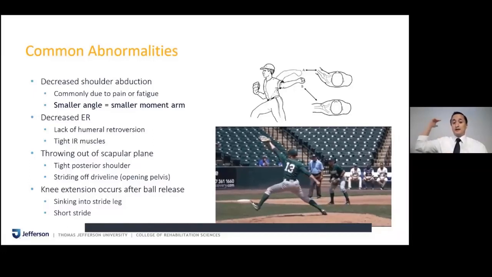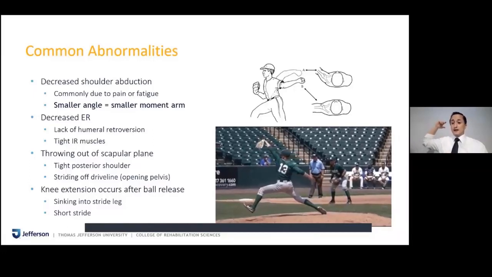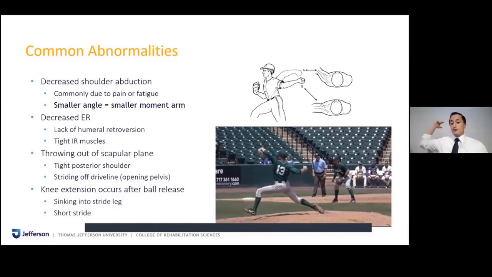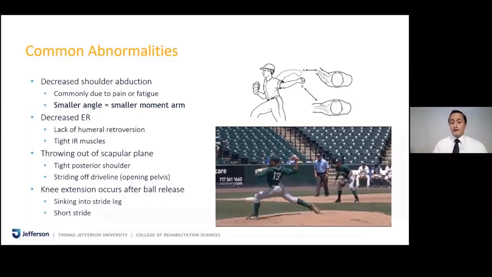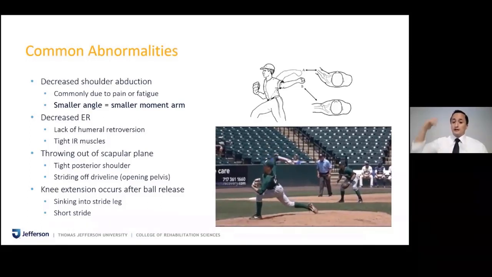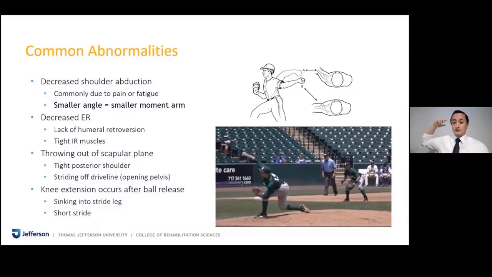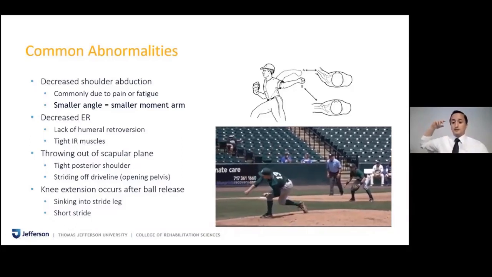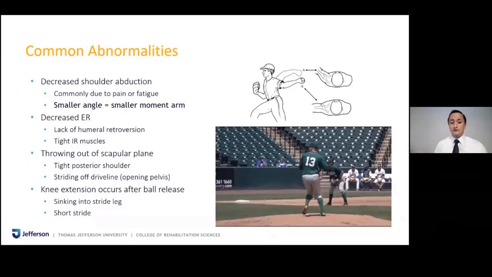Sometimes, if they don't have enough external rotation, they'll come out of the scapular plane to try to get more. But then also, if you have a tight posterior shoulder, coming out of the scapular plane will relieve tension on your posterior shoulder, and that would be a little more comfortable for you in some situations. It could also mean that you're striding off the drive line.